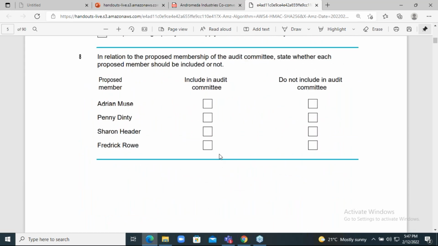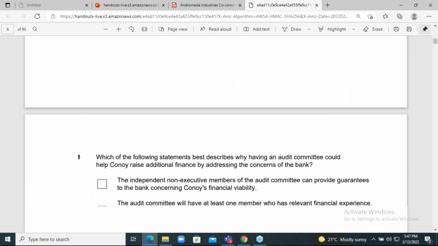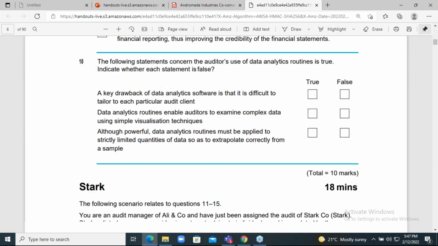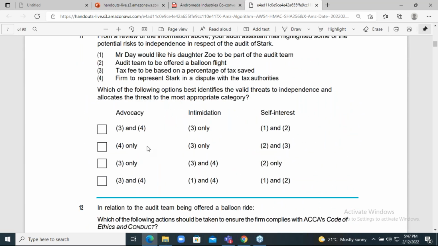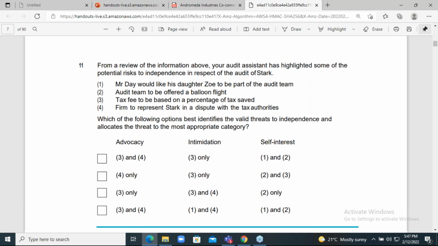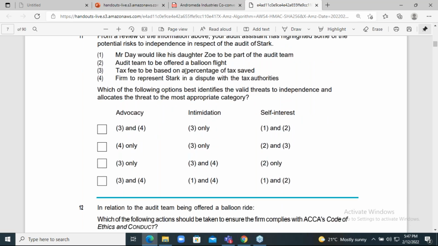So you must practice every question. These are very important questions, and I am hopeful that if you practice these questions, you can get the right answer. Now, there are some questions like these. These are sometimes tricky questions, asking which of the following options best defines the valid threats to independence and allocates the threat to the most appropriate category. So these are three options: advocacy threat, intimidation threat, and self-interest threat.